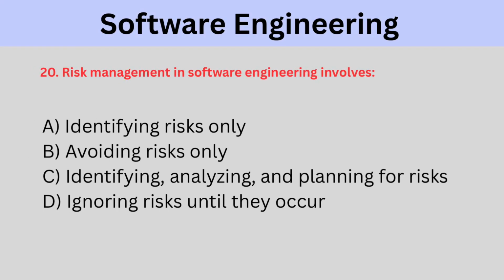Risk management in software engineering involves A. Identifying risks only. B. Avoiding risks only. C. Identifying, analyzing, and planning for risks. D. Ignoring risks until they occur. The correct answer is option C. Identifying, analyzing, and planning for risks.